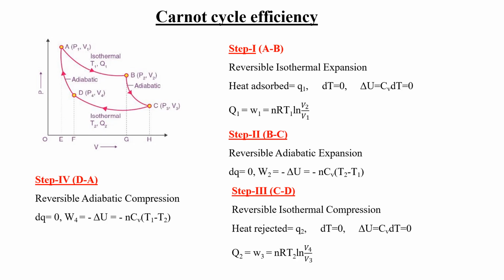And the last one, step 4, is the D to A path, a reversible adiabatic compression, and dq is equal to 0 as this process is adiabatic. From the first law of thermodynamics, W4, the work done for this fourth process, is equal to minus delta U, the internal energy change, which is equal to minus n Cv (T1 minus T2). So for 1 mole it is Cv into (T1 minus T2).